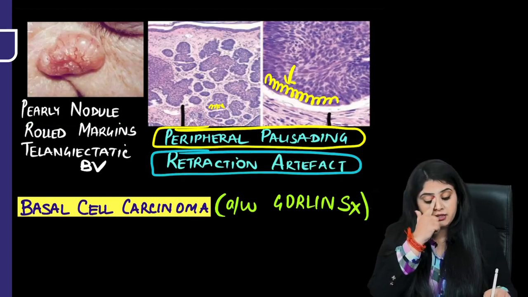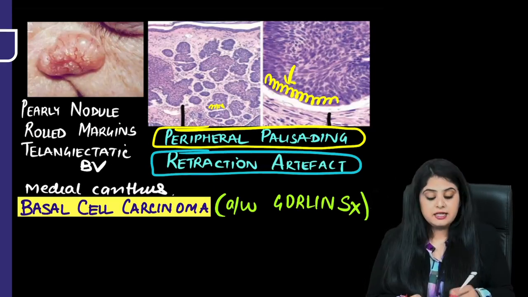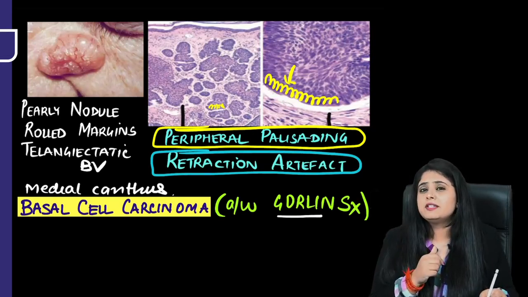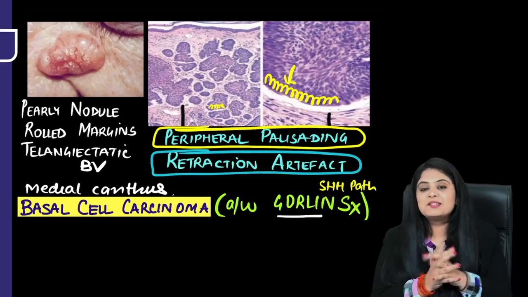Very commonly, over here, that is going to be the medial canthus of the eye, and that is a classical basal cell carcinoma, right? And you've known it is the Gorlin syndrome. Can I ask you one more question? What is the pathway that is defective in Gorlin syndrome? It is the SHH pathway. We can go anywhere, but there has to be a stop to it.